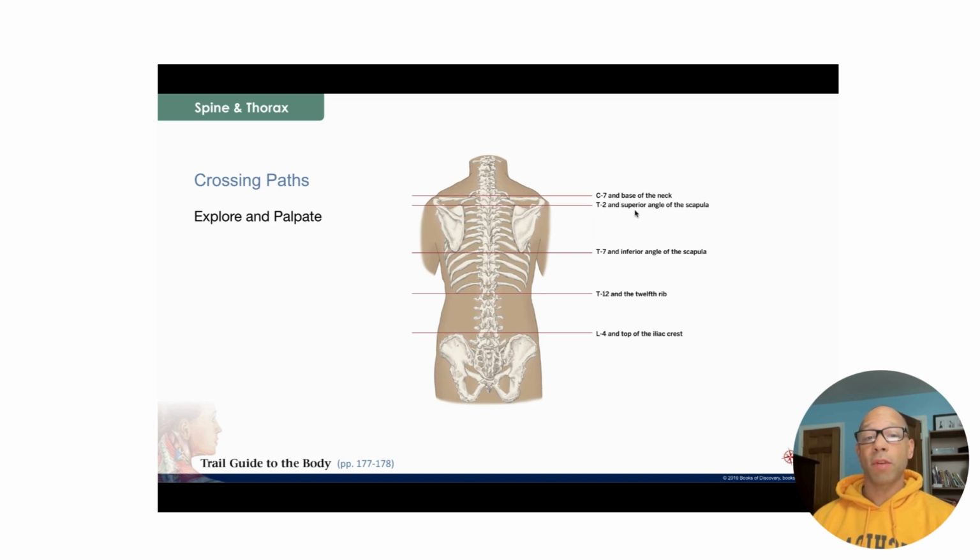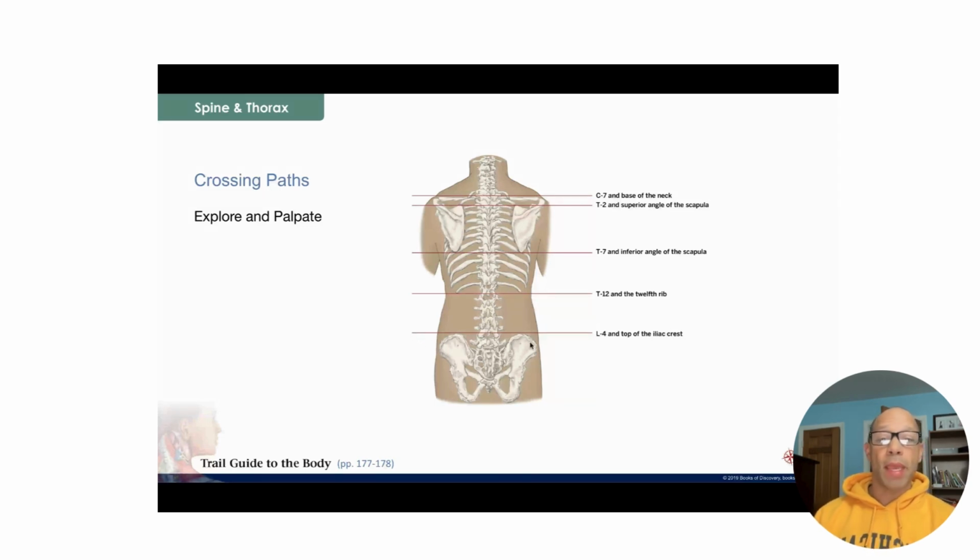T2, or thoracic vertebrae 2, lines up with the superior angle of the scapula. Superior meaning above. That angle of the scap, if this is a big triangle, that top angle lines up with T2. The bottom of that scapula, excuse me, lines up with thoracic vertebrae 7, or T7, the inferior angle there. And then T12 lines up with the bottom rib.